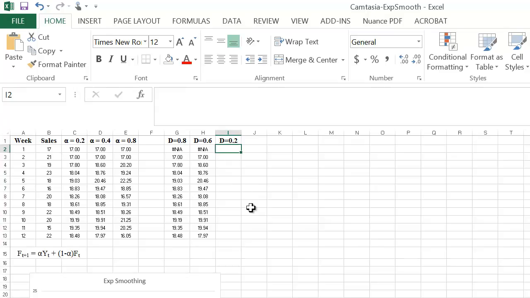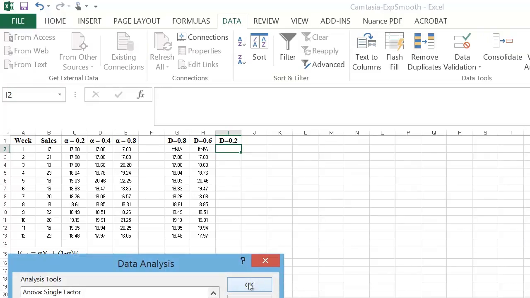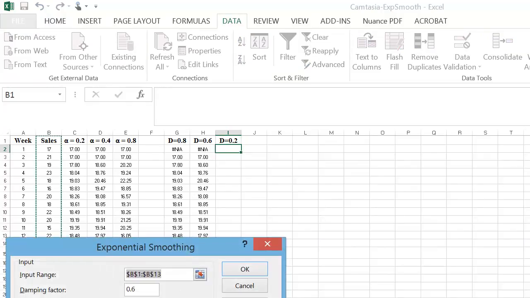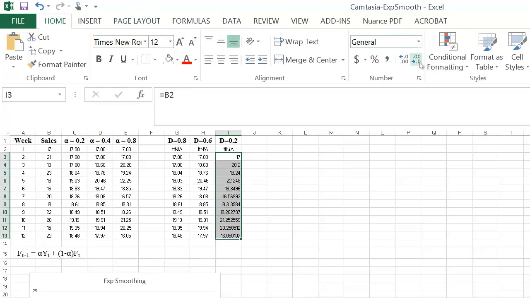And the last, I will do it for alpha equal to 0.8. So let me do this quickly. I would have to put in a damping factor of 0.2, and the output would be in cell I2. So there you have an exact reproduction of the numbers in column E. So this is what you would do mechanically in Excel, but I wanted to show you manually first.